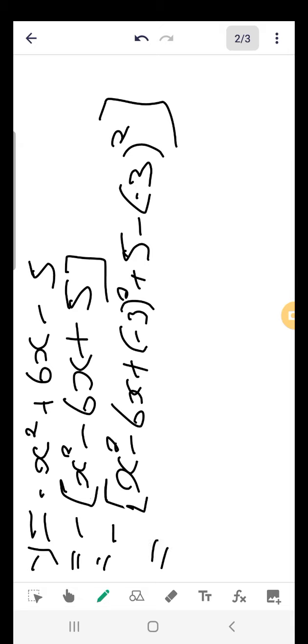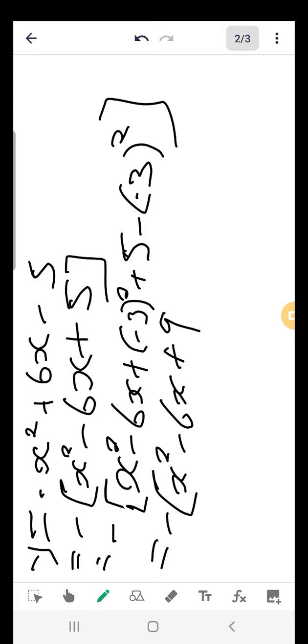When I say a negative sign on the outside, and then in the inside we have x squared, we have negative 6x, we have a positive 9 here, we have a positive 5, and we have a negative 9. Now what we do, we close again.